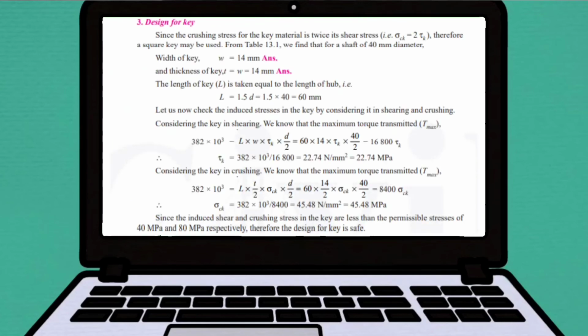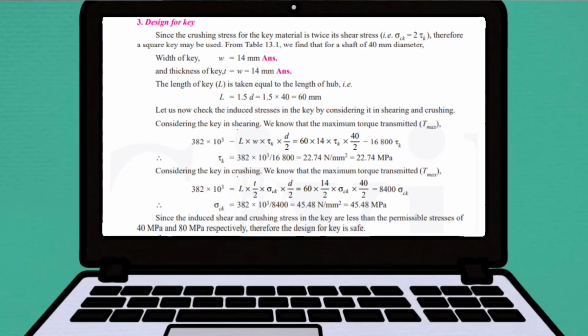Number 3. Design for key. Since the crushing stress for the key material is twice its shear stress, therefore a square key may be used. From the table, we will find that for a shaft of 40 mm diameter, the width of key is W = 14 mm, and the thickness would be T = 14 mm as well. The length of key L is taken equal to the length of hub. Length is equal to 1.5 times d, or the diameter. 1.5 times 40 would be equal to 60 mm.